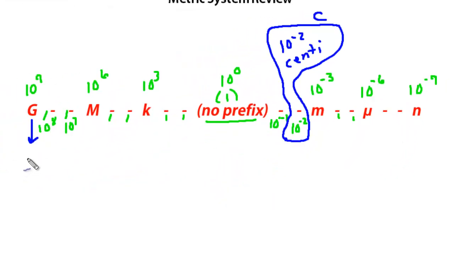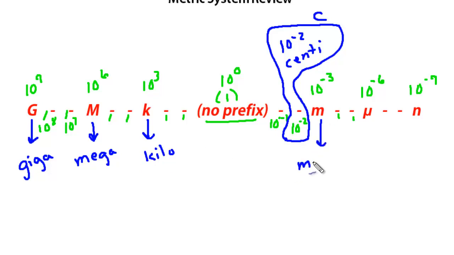Okay? So the big G stands for giga. The big M stands for mega. The little k stands for kilo. The little m stands for milli.